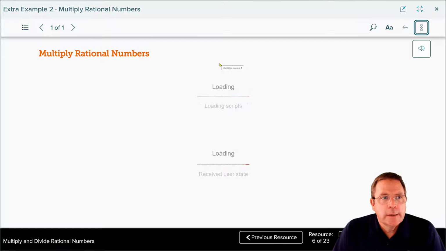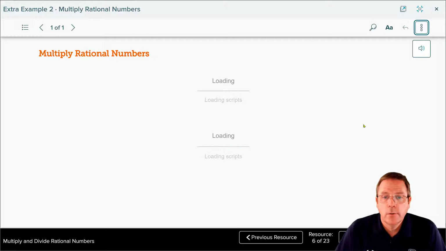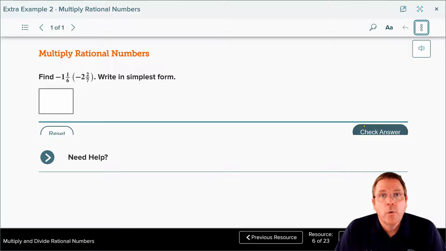And once again, it is going to be your turn. Multiply the rational numbers whenever they get loaded up here. It shouldn't take too long. There's your problem, negative 1 1/6 times a negative 2 2/7. Pause the video, solve this problem.